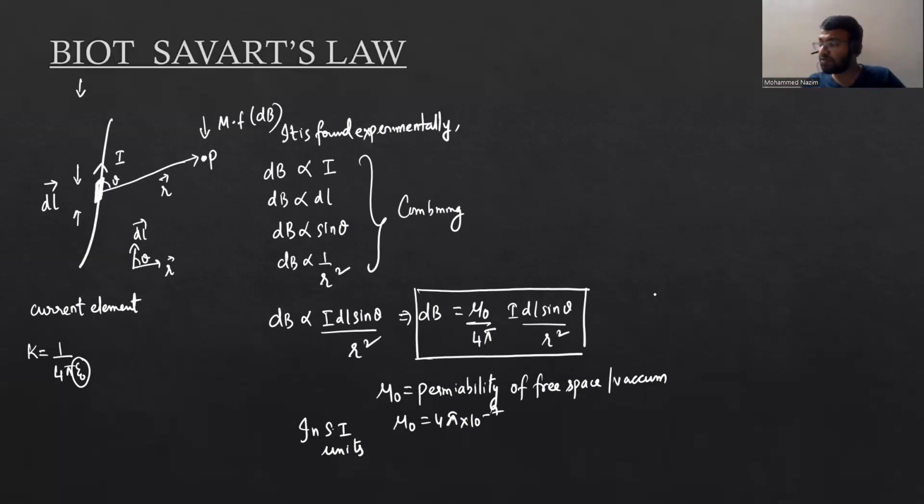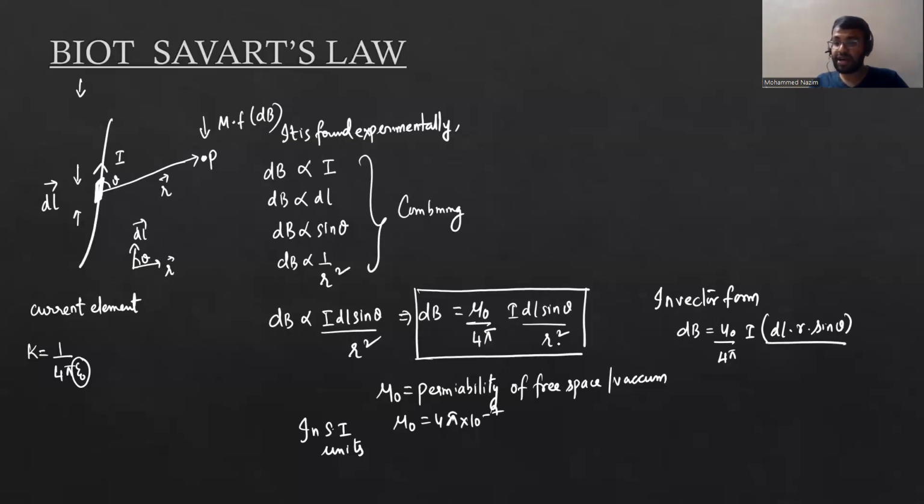In the vector form, how do we write the Biot-Savart law? We know the current is a scalar quantity, so you just keep the current outside, mu naught by 4 pi I. I'm going to multiply and divide by r because r is a vector quantity. r and dl both are vectors. So I multiply and divide by r: dl, r, sine theta. I multiply by r and I divide by r. r squared into r will become r cube, isn't it?